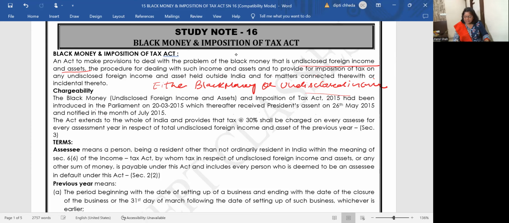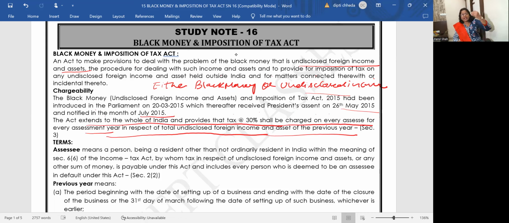Now, the Black Money and Imposition of Tax Act was introduced in Parliament, thereafter received the President's assent, was notified and started in July 2015. The Act extends to the whole of India, and tax at 30% shall be charged on every assessee for every assessment year in respect of the total undisclosed foreign income and assets of the previous year. Underline this.